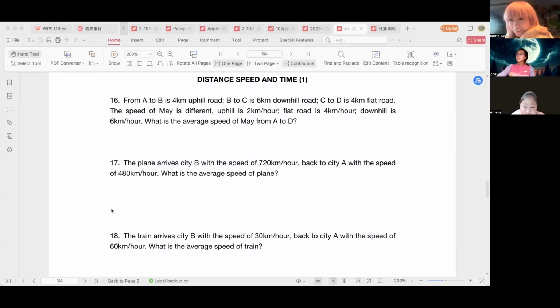B to C is 6 kilometers downhill road. C to D is 4 kilometers flat road. The speed of A is different. Uphill is 2 kilometers per hour. Flat road is 4 kilometers per hour. Downhill is 6 kilometers per hour. What is the average speed of A from A to D? Isn't that the same question except with one different number? Yes, 2 different numbers. 不能再做错了啊。 Okay.